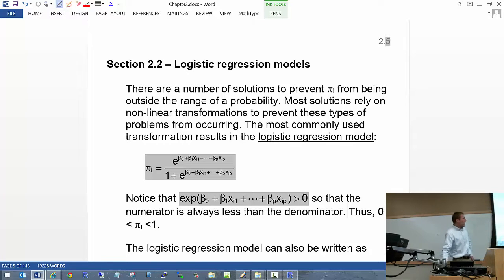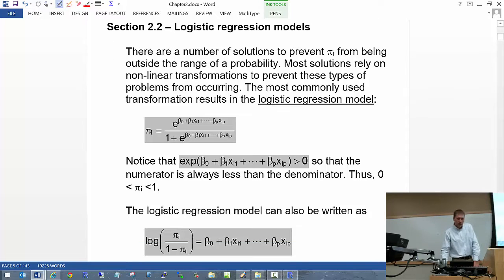So this is what my model becomes with what's called the logistic regression model. And you'll see why it's called logistic at the end of Chapter 2. It takes some explanation, so I think it's best to talk about at the end of Chapter 2. So just be patient. This is what my logistic regression model looks like.